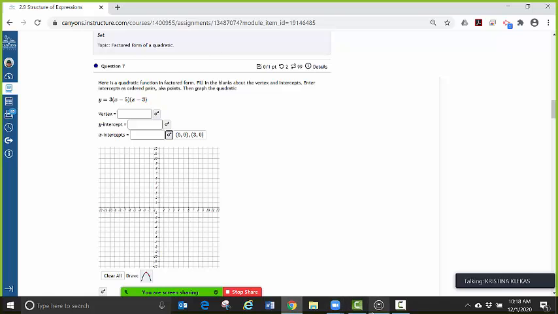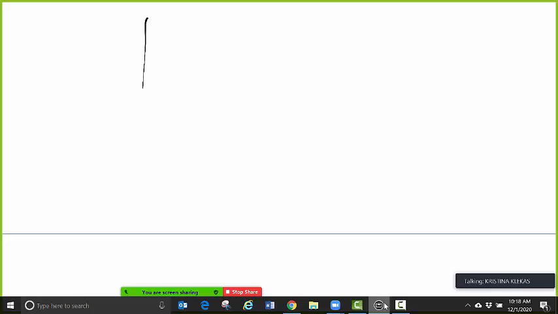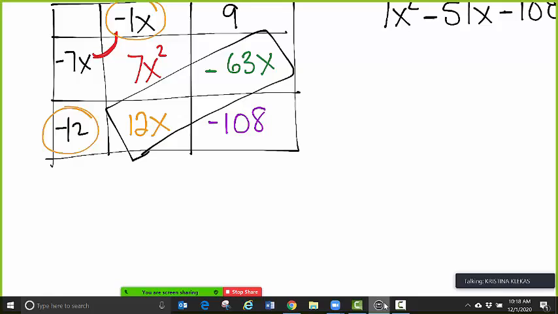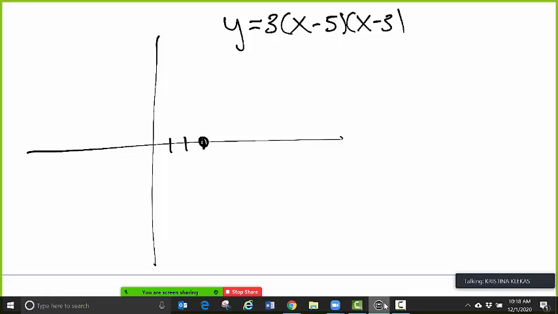So then you'd say, oh, look, so here I am. Y equals 3, x minus 5, x minus 3. I know it's going to cross at 1, 2, 3, and 5. And my axis of symmetry is halfway. So you're going to want to write this down, and you need to have it on a piece of paper in your binder, okay?